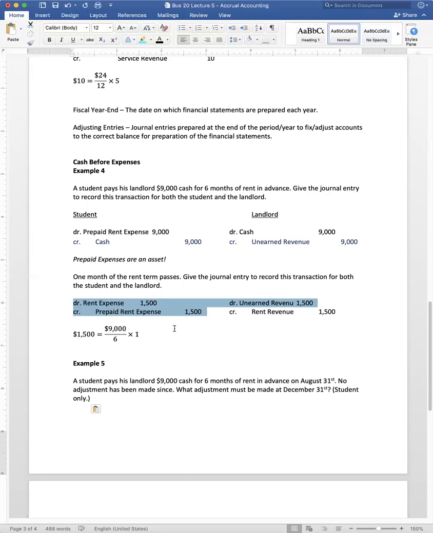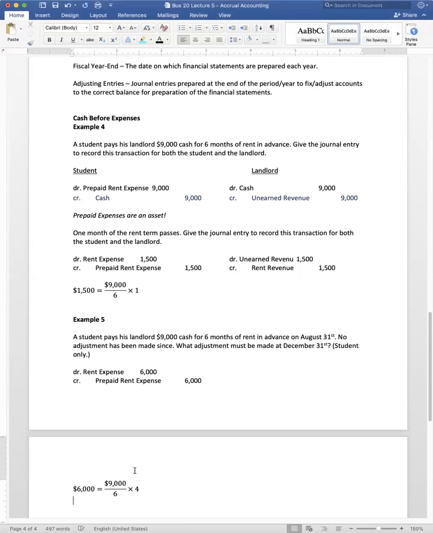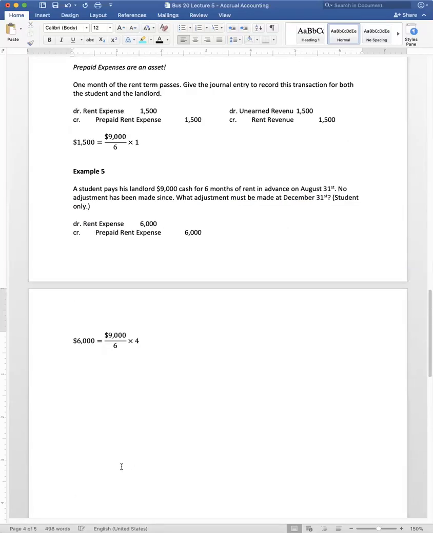But we're lazy. So what we're going to do is we're going to do this entry once, but for 4 times the amount. So what we're going to end up doing is we're going to debit rent expense and credit prepaid rent expense for $6,000. All right, so where does $6,000 come from? Right, $6,000 is the total $9,000 that the student paid in advance divided by the 6 months they prepaid multiplied by the 4 months used, right? September, October, November, December.